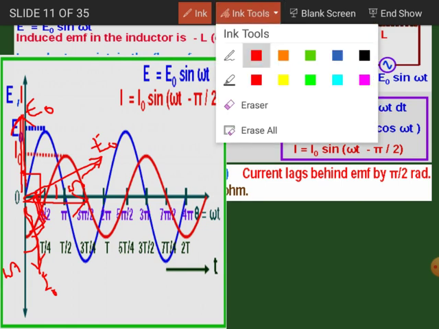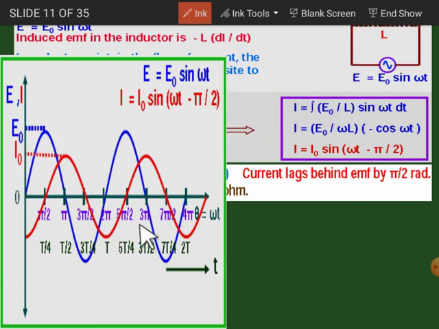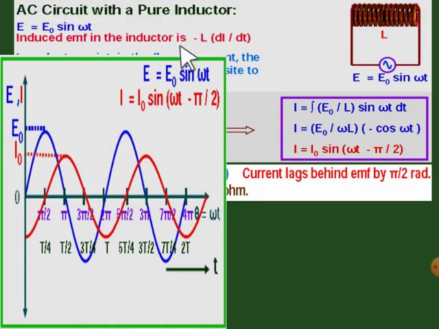That is how it is seen with this graph: the instantaneous EMF and the instantaneous current in a circuit containing a pure inductor have a phase difference of 90 degree. The instantaneous current lags behind the instantaneous EMF by a phase of 90 degree or pi by 2 radian. Or you can also say that the EMF always leads the current by a phase of pi by 2 radian.